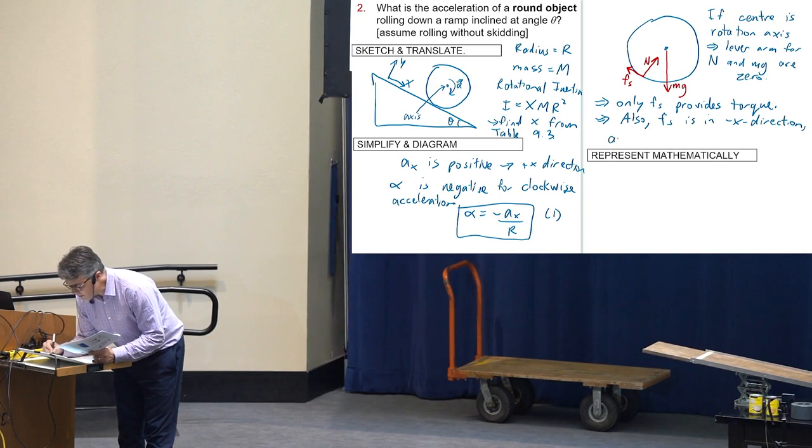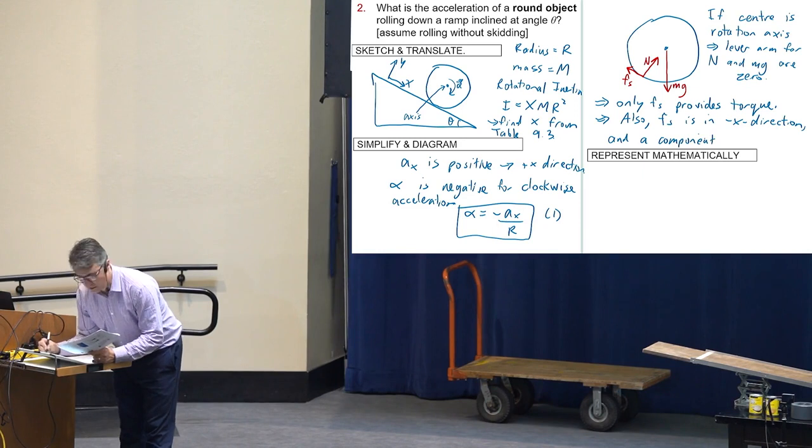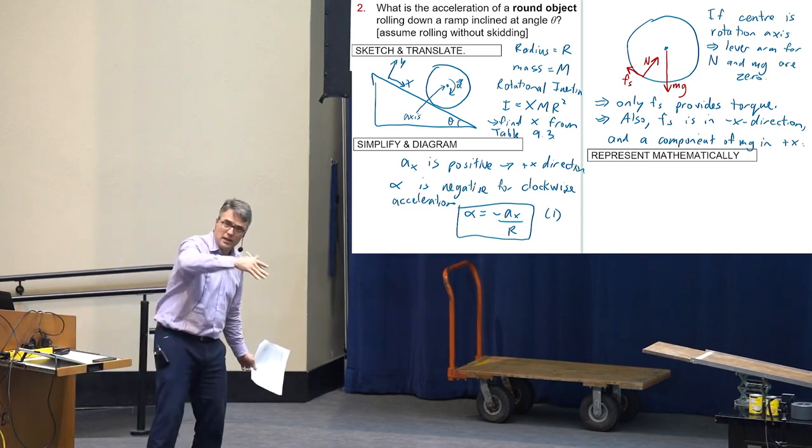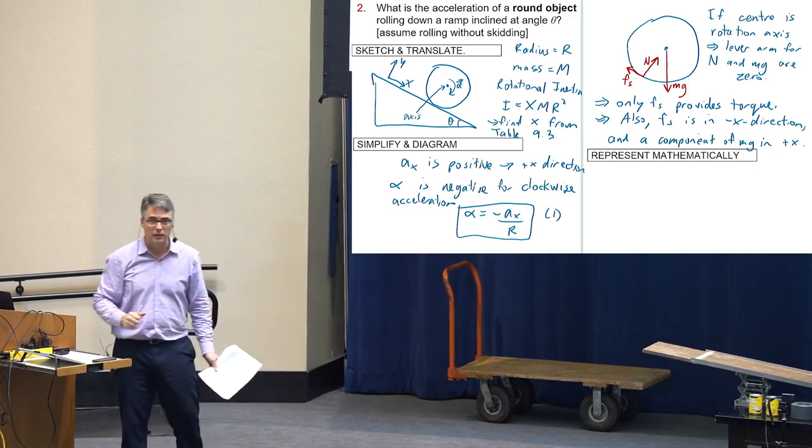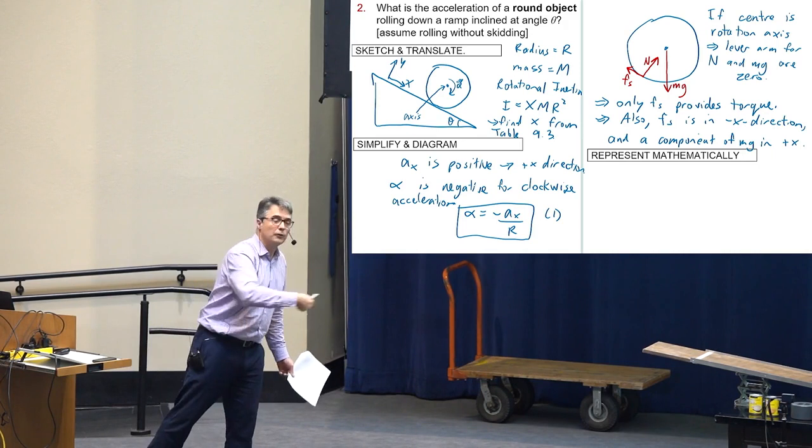But there's also a component of mg in the plus x direction, which hopefully is greater, to accelerate this whole thing. That's the reason the thing goes down the hill: mg sine theta is bigger than the static friction going backwards up the hill. And the static friction is there to keep the thing rolling without slipping.